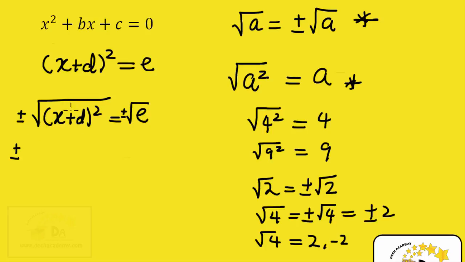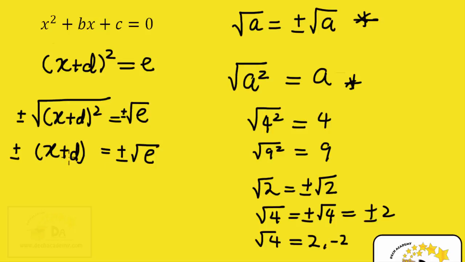Now, the square root of a term, x plus d in this case, squared, is the term. So we have x plus d. So x plus d is acting like how a is acting here, because it's x plus d all squared. And we have the plus or minus square root of e.